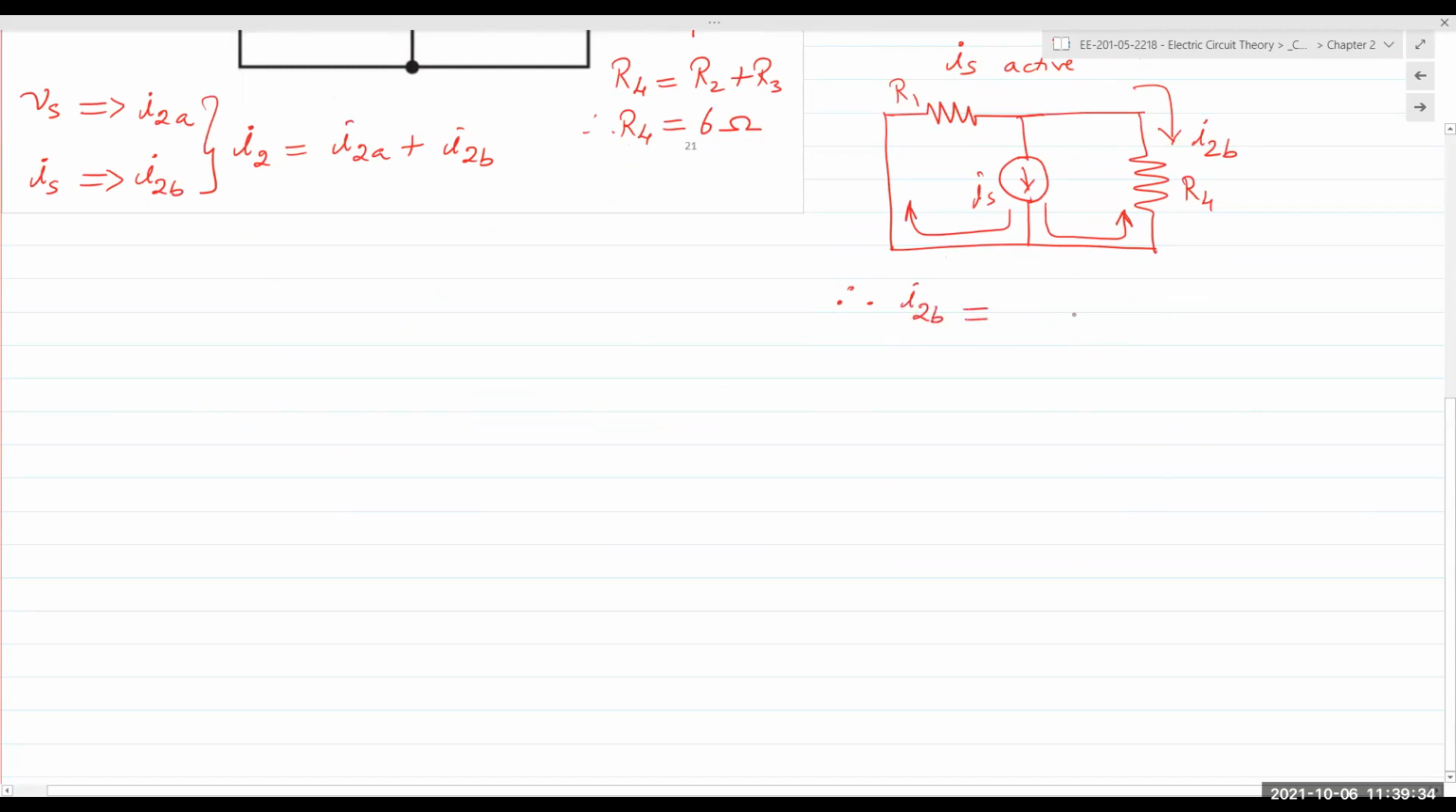I2B is now equal to a fraction of IS. The fraction is given by REQ divided by R4. And because it's in the opposite direction, you put a minus in front.